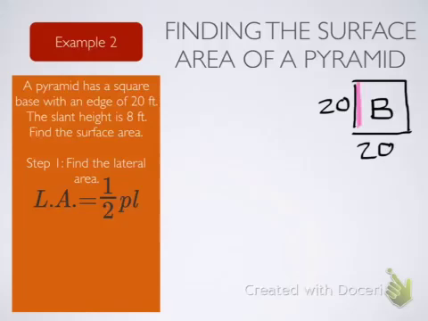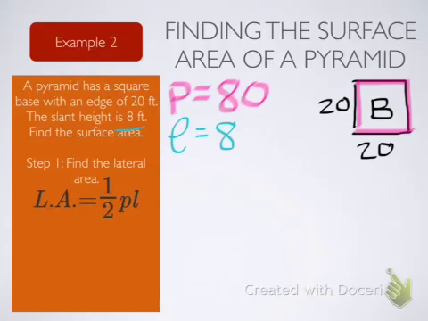To do perimeter, again, it's like putting a fence all the way around. So you're going to do 20 plus 20 plus 20 plus 20. So our perimeter equals 80. And then if we go back to the information that was given to us in the beginning of the problem, they automatically tell us that our slant height is just 8. So L equals 8.